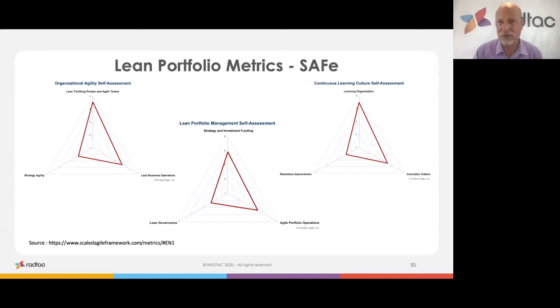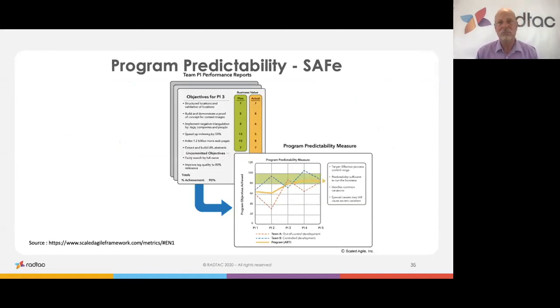You can see this on the internet, so I would suggest have a look at this area. Program predictability, again, is another good thing that SAFe does. Other scaling frameworks have these as well, but I'm just using an example here for simplicity. Team performance reports come in, and you can then track those against the program predictability measures.